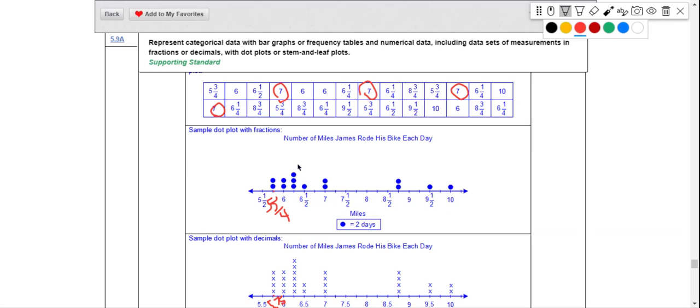Let's see. How many days did he ride about 8 3/4 of a mile? Well, I know 8 3/4 is larger than 8.5, but smaller than 9. So this is 8 3/4. Well, how many days did he ride that much? There's 1 dot, which is 2 days, and there's the second dot, which is 2 days. So that's 4 days he rode 8 3/4 of a mile. All right, now we know how to read a dot plot. We know how to make a dot plot. We're just going to put dots in for every occurrence that happened, okay?